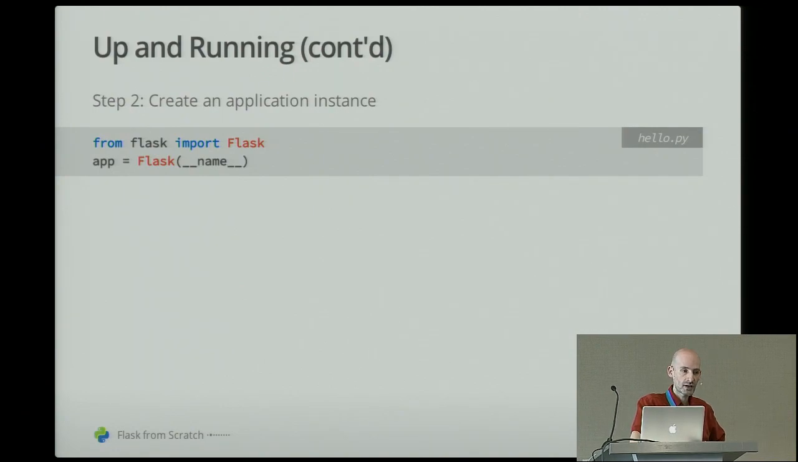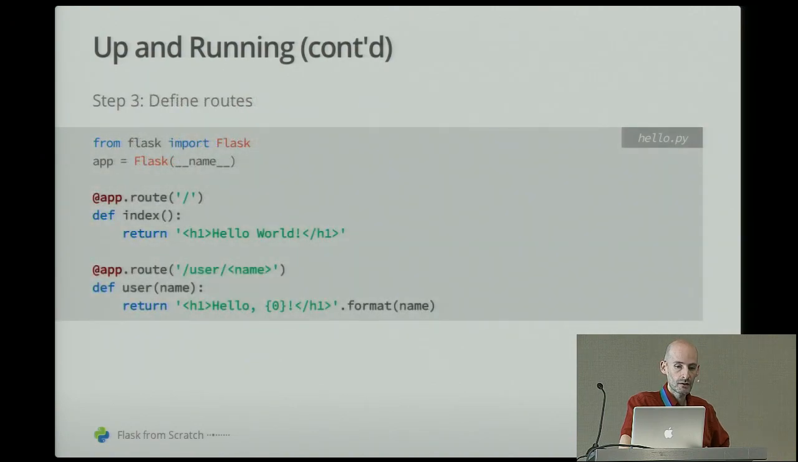A Flask application has three important parts. First, you create an application instance. It's an object of class Flask. The most important part is where you define your routes, and this is where you tell the framework what the handlers for your URLs are going to be. This basically sets up a map between URLs and your functions, so that Flask knows what functions to call when the client requests a given URL.